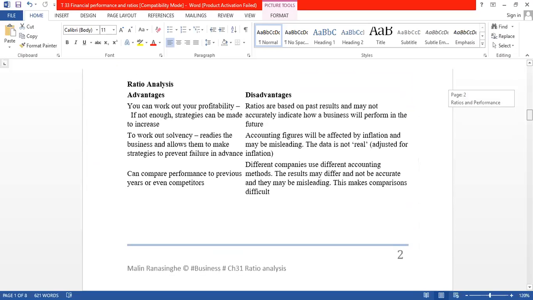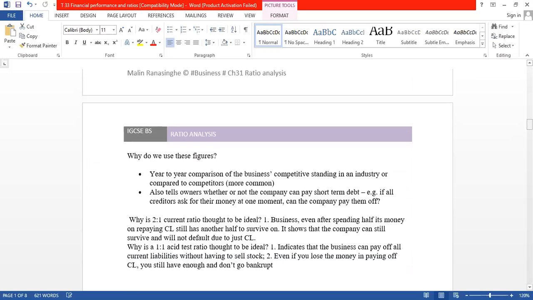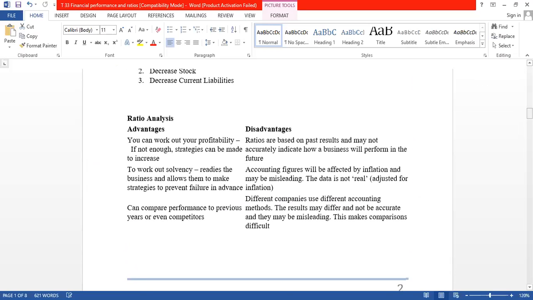By looking at ratio analysis, you can see I gave the advantages and disadvantages as well. The general advantages of ratio analysis and the general disadvantages of ratio analysis. Using ratio analysis, we can find out the profitability of the business organization. It is not enough; we can formulate some strategies to increase it. And also we can find out the solvency of the business organization, right, whether the business is actually bankrupt or not. Solvency means whether there is enough cash available for the business organization to pay their debts, right? So it allows them to make strategies to prevent failure in advance, and also you can compare performance to previous years or even competitors.